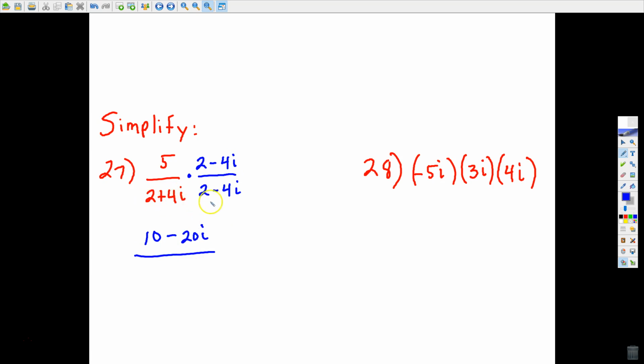On the bottom, we could use FOIL. 2 times 2 is 4. And then this would be minus 8i plus 8i, the outer and the inner.